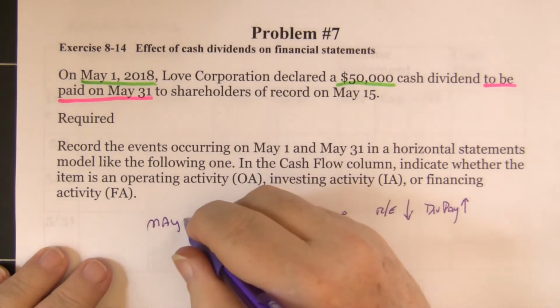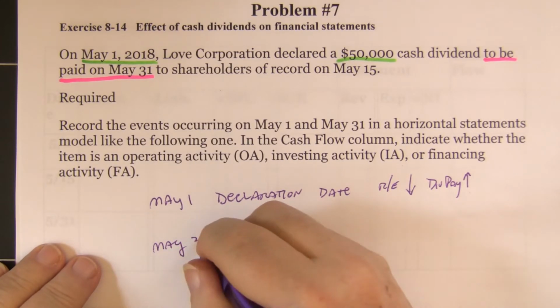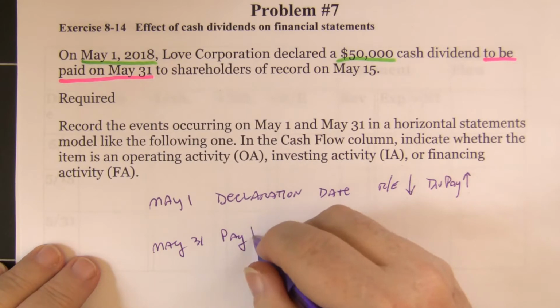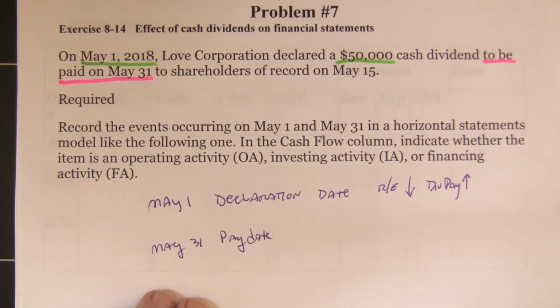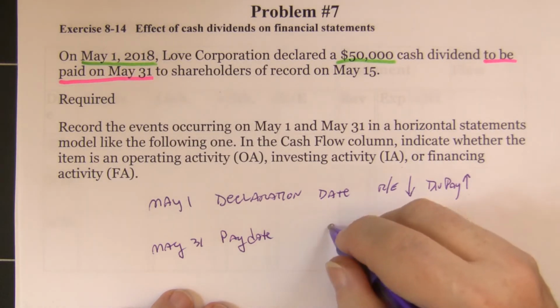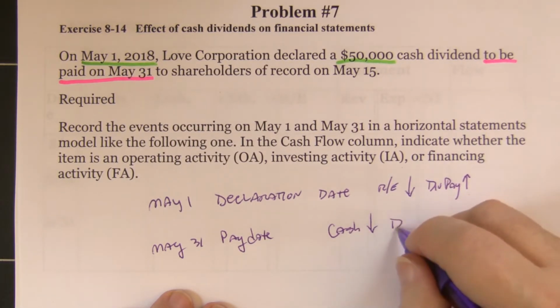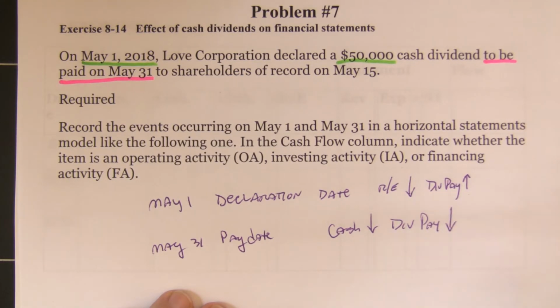So that's May 1. May 31st, that's the pay date, the date of resolution. And at that point, the cash goes down and the dividends payable, the liabilities, goes down because we paid them.